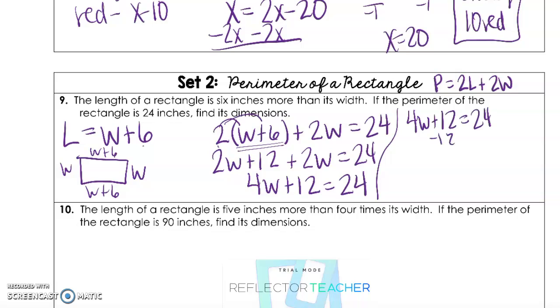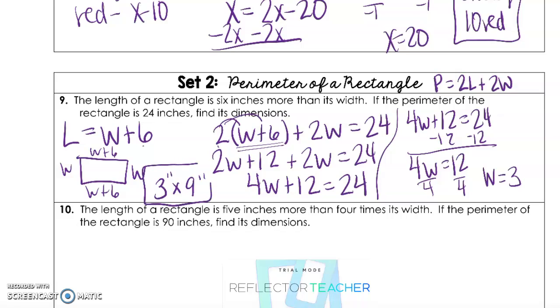So I'm going to subtract 12 from both sides. 4W is equal to 12. Divide, and W equals 3. Since I'm out of room, I'm going to write it over here. When we write dimensions, you can write 3 inches by, in this case, it would be 9. 3 plus 6 is equal to 9. So that's how you would write your dimensions, 3 by 9.